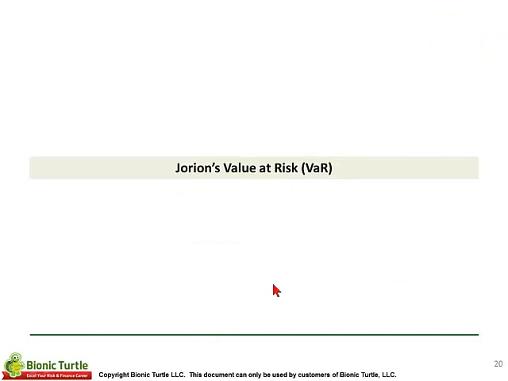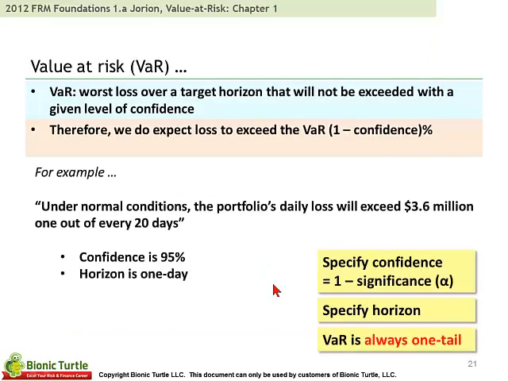Okay, next, Jorion's value at risk. Obviously an essential idea. VAR is the worst loss over a target horizon that will not be exceeded with a given level of confidence. Therefore, that means, on the other hand, that we do expect the loss to exceed the VAR, 1 minus confidence percentage of the time, or a significant percentage of the time. So we could state that, for example, under normal conditions, the portfolio daily loss will exceed the VAR of 3.6 million 1 out of every 20 days.